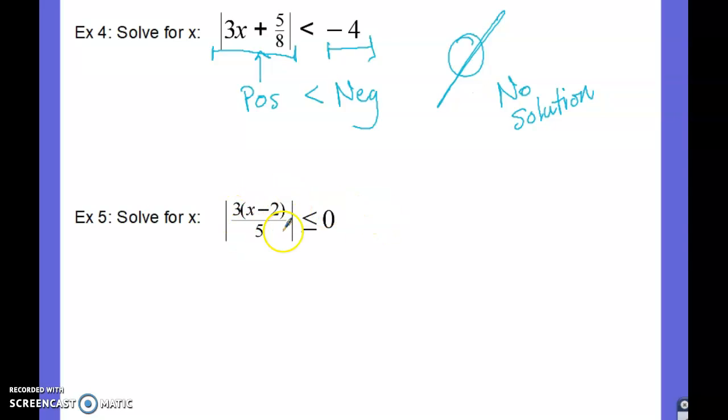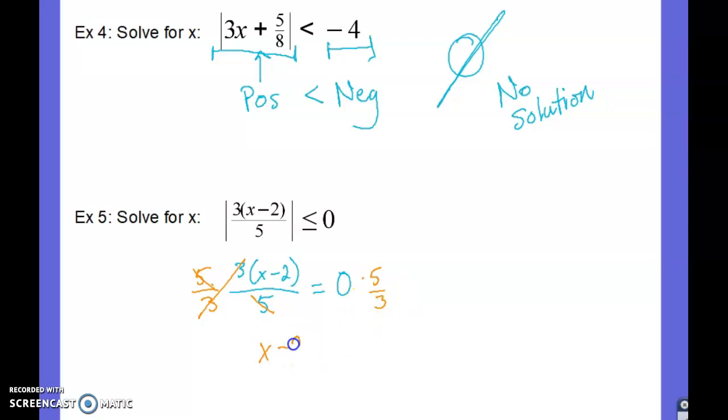Now here, if you look at this one, this is actually a problem where your answer is a single number, because the only way for this absolute value to be less than or equal to 0 is if it simply equals 0. Because this value will always be positive or 0, so you might get a numerical answer. The way I would do this, if you want my opinion, is I'd multiply both sides by 5 first to cancel out the 5s. Well, 0 times 5 is just 0. Then divide both sides by 3. Cancel out that 3. Well, 0 divided by 3 is still 0.